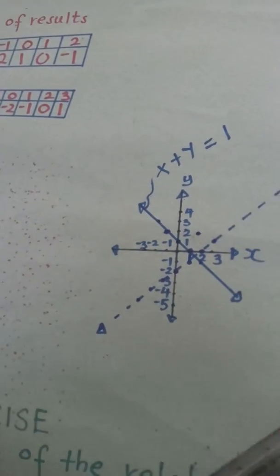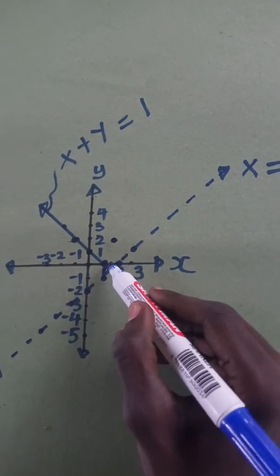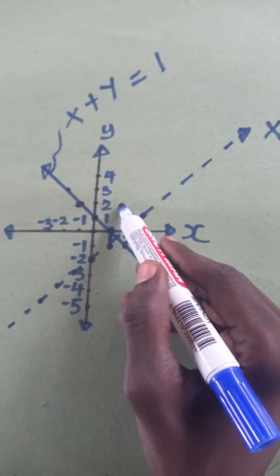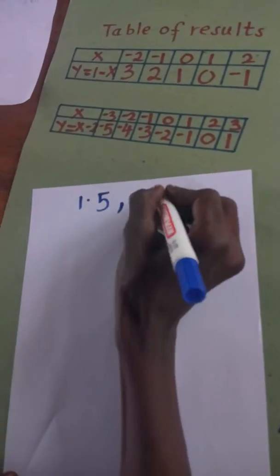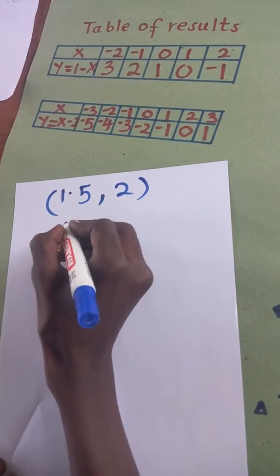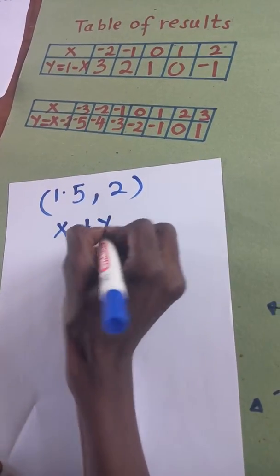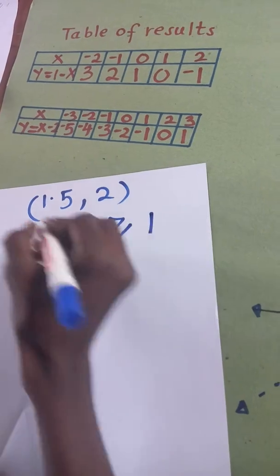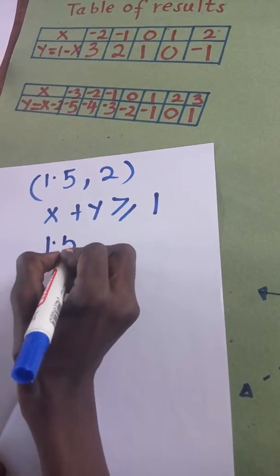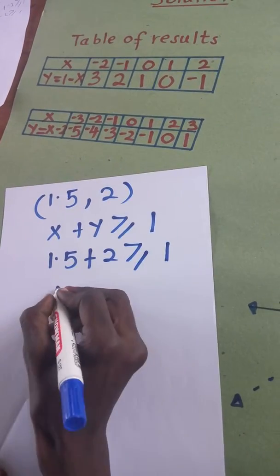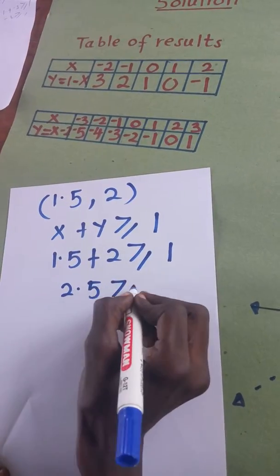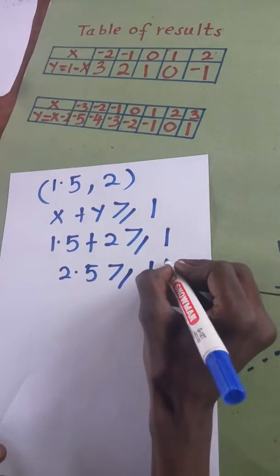Okay, starting, let's take this point, (1.5, 2). From our inequalities, x plus y is greater or equal to 1. So when x is 1.5 plus y, which is 2, is greater or equal to 1. This is 2.5 is greater or equal to 1, which is true.